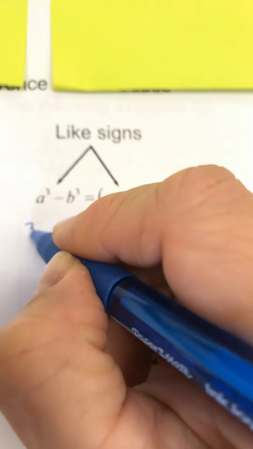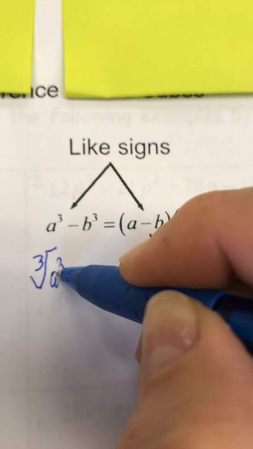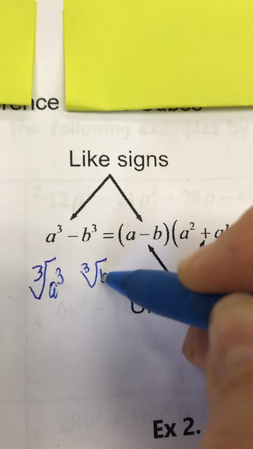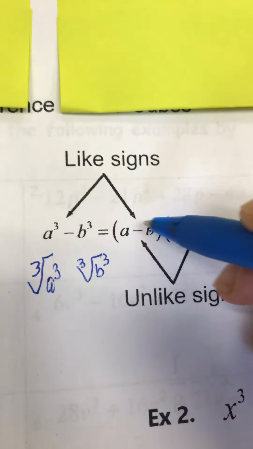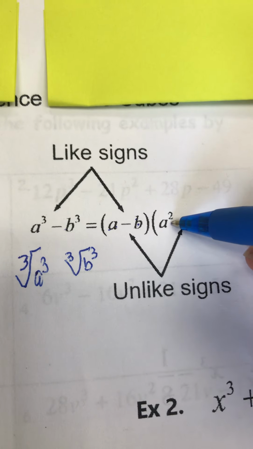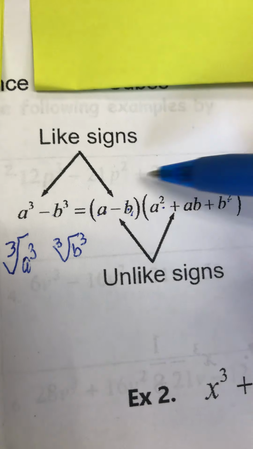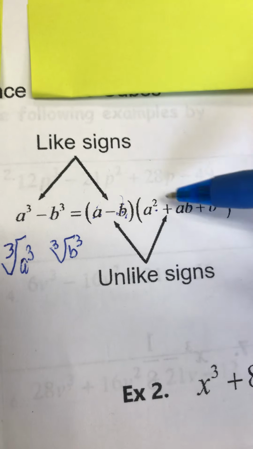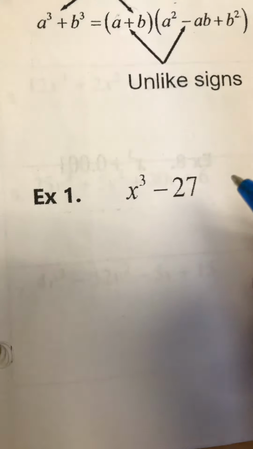You're going to take the cube root of A cubed, which is A, the cube root of B cubed, which is B, keep the sign, and then square the first, A squared, square the last, negative B squared, and then the product of these two, A times B, is AB, but opposite sign. Okay, so here we go.